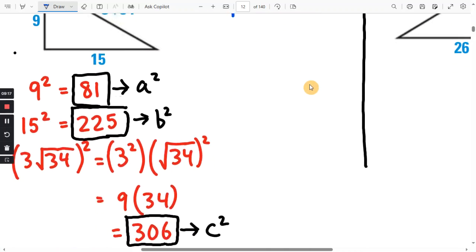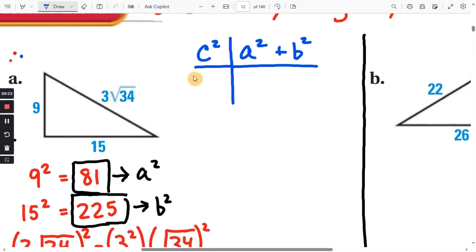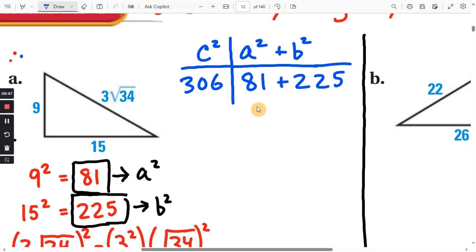Okay, so we already squared each one. We don't have to do that. So we said the 306 is c squared. So under c squared, I'm going to write 306. And for a squared plus b squared, that's going to be 81 plus 225. All right, so all we have to do is 81 plus 225. And that's 306.